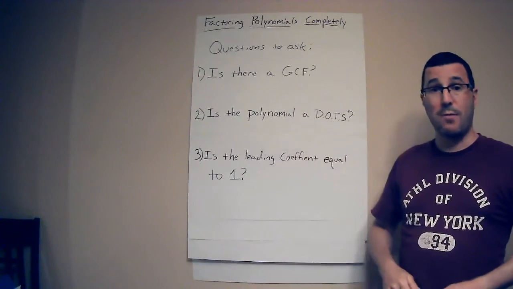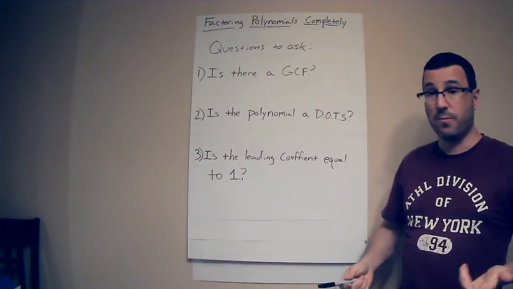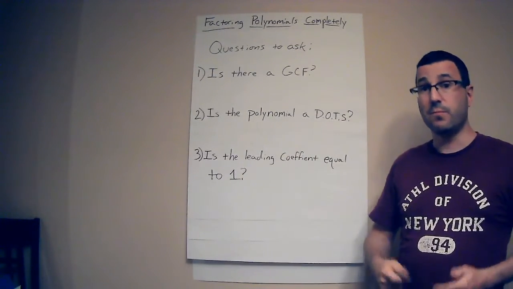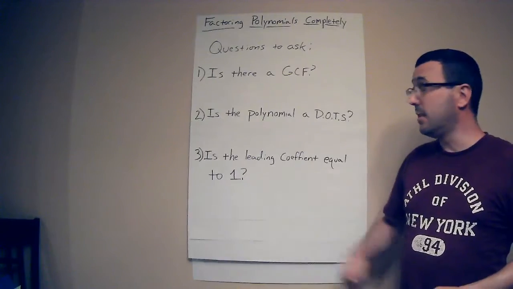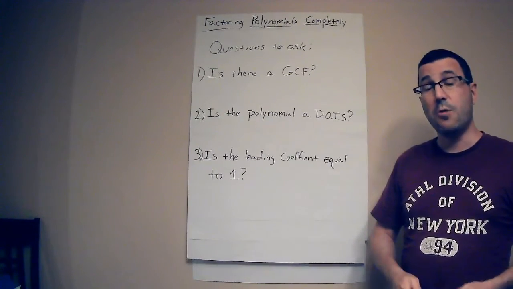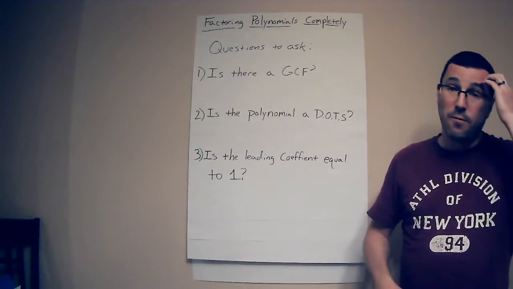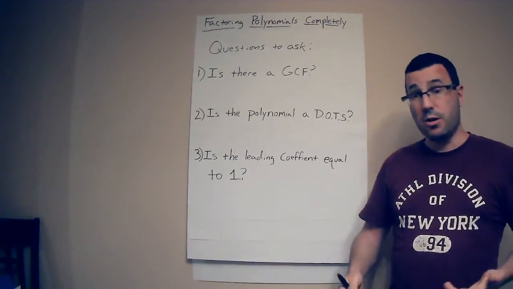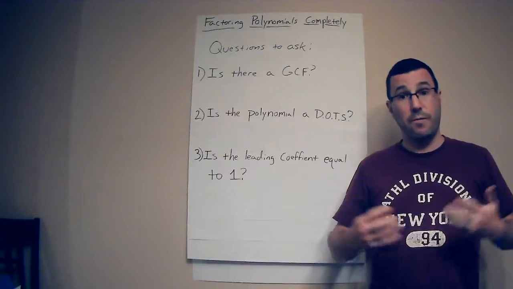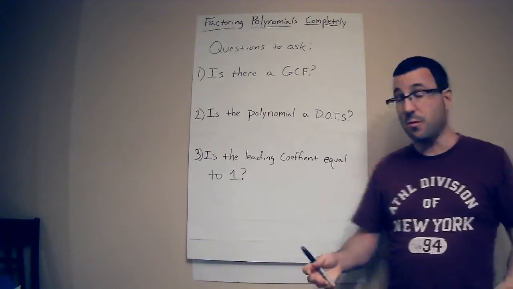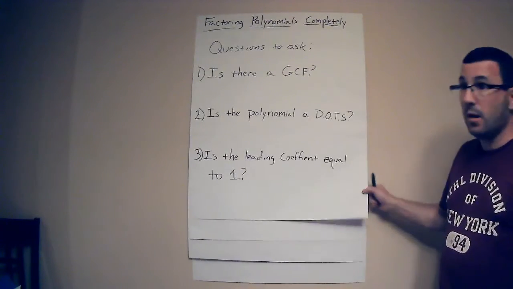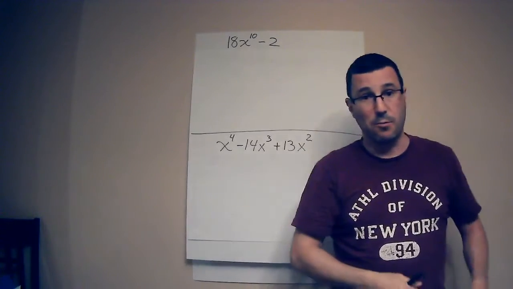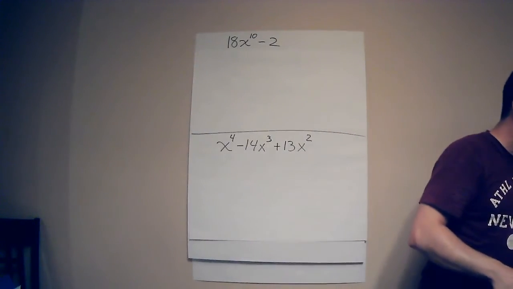So those are the questions you want to ask. Is there a greatest common factor? Yes or no. Is the polynomial a difference of two squares? Yes or no. Is the leading coefficient equal to 1? And from there, you should be able to figure out which method you're going to use in order to factor your polynomial completely. So I have 6 examples that we're going to go over.